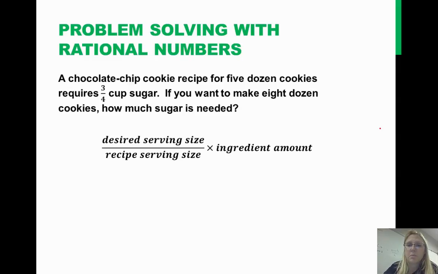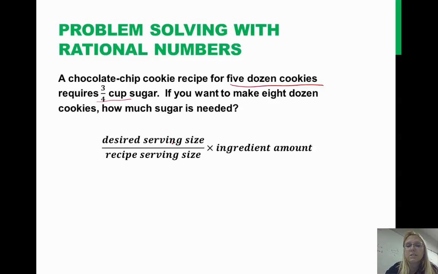Now this is a common problem that you have to do when you're a cook, and how to change the amount that you're using in a recipe. So for instance, a chocolate chip cookie recipe for 5 dozen cookies requires 3/4 cup of sugar. If you want to make 8 dozen cookies, how much sugar is needed?